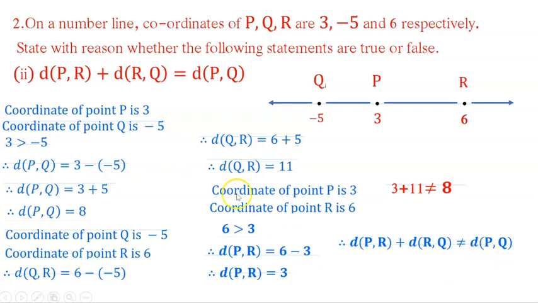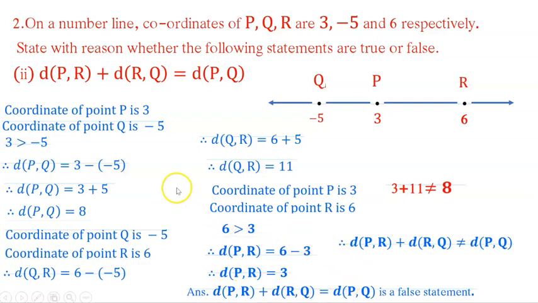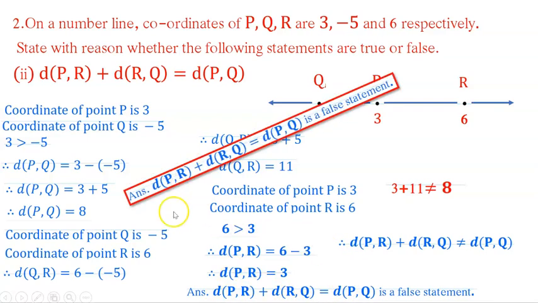3 plus 11 is not equal to 8 and hence the given statement is false. Okay, this is not equal and therefore distance PR plus distance RQ is equal to distance PQ is a false statement. Okay. Next example.